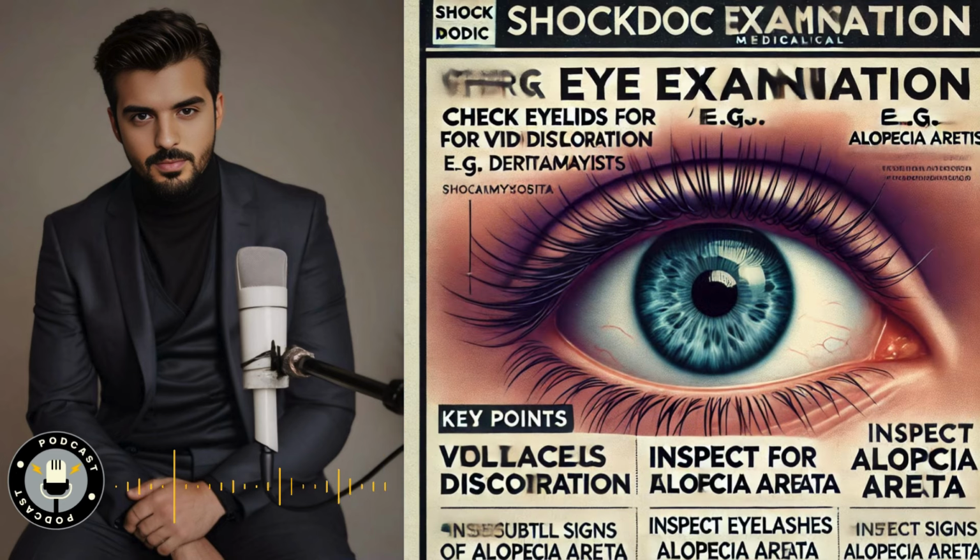All right, let's shift our gaze to the eyes, often called the windows to the soul, but also a window into systemic diseases. Patients with conditions like graft versus host disease or connective tissue disorders might show eye involvement. Here's your checklist. Eyelids and lashes. Check the lids for any violaceous discoloration. For instance, that can be seen in dermatomyositis. Inspect the eyelashes. Loss of lashes might hint at alopecia areata.